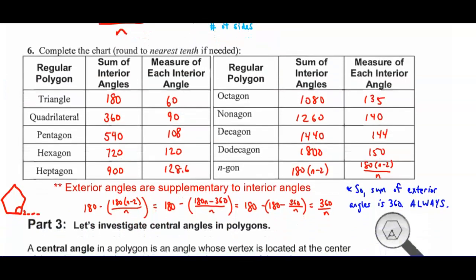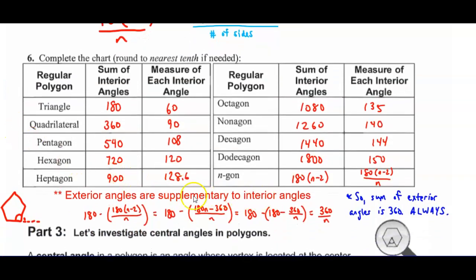All right, now exterior angles, those are supplementary to interior angles, and that's not listed in this chart here. But to draw an exterior angle, what you do is you take a polygon and you extend one of its sides. Interior is here, exterior is on the extension. So because they're supplementary, we can figure out how many degrees there are.